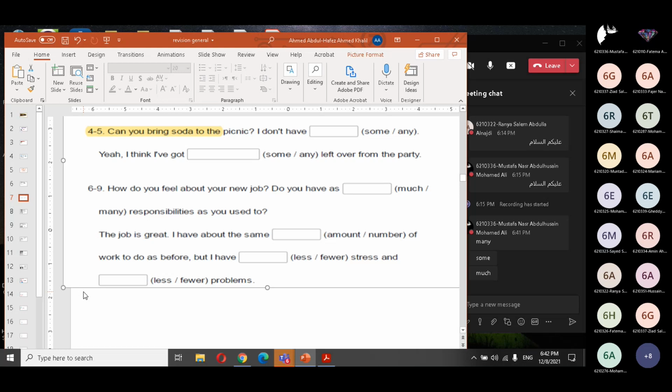طالما الكلمة لها مفرد وجمع تبقى معدودة. Yes, responsibilities. This is plural, so it's countable. Yes, correct. We say many responsibilities. Responsibilities مو واضح ان هي فيها IES جمع. يعني هي كانت responsibility وحولناها الى plural فصارت responsibilities. وانا قلت طالما الكلمه لها مفرد وجمع تبقى countable، واحنا بنستخدم many مع countable.